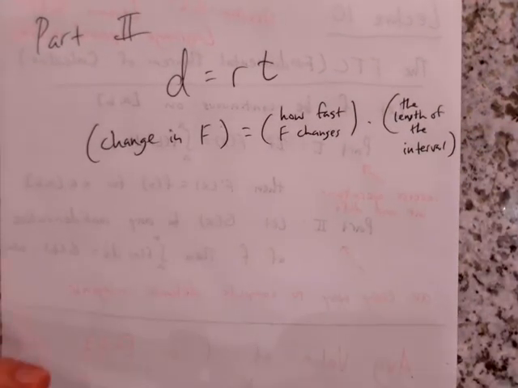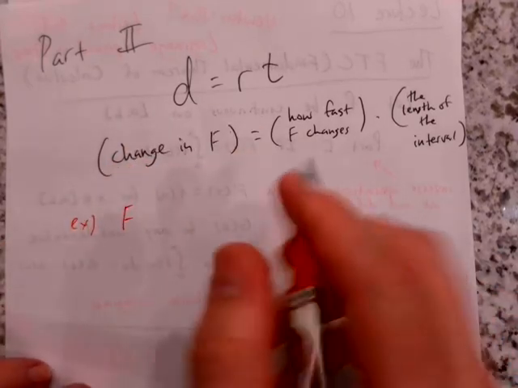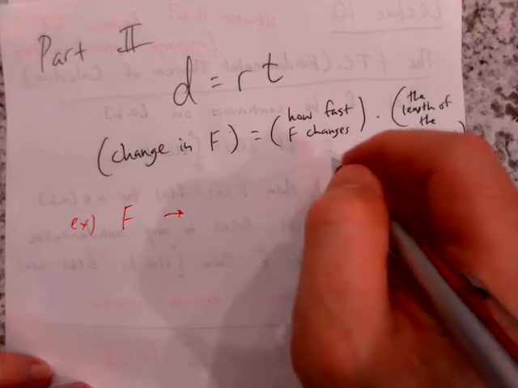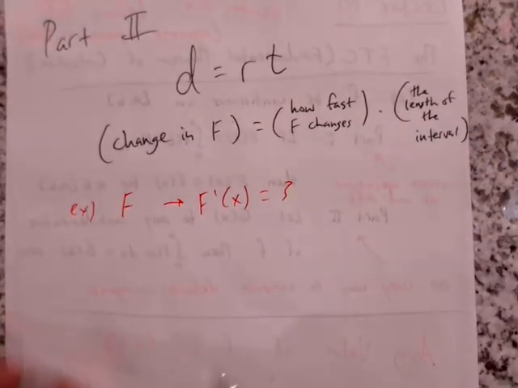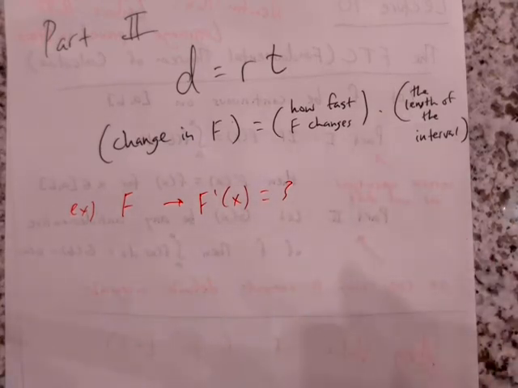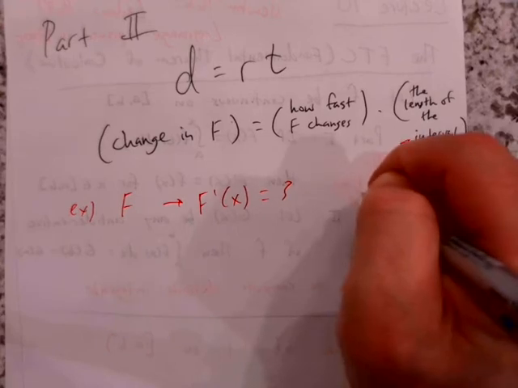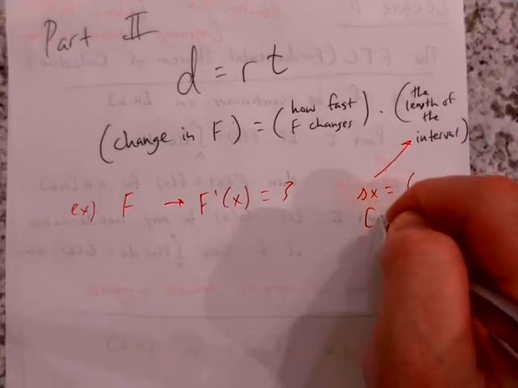Right, so for example, let's say you had some function f such that how fast it was changing, which is its derivative, was just like 3. Right, so the slope is always 3. That means y goes up 3 when x goes over 1. And let's say that the length of the interval delta x is like 6. Let's say that you're going from like 2 to 8.